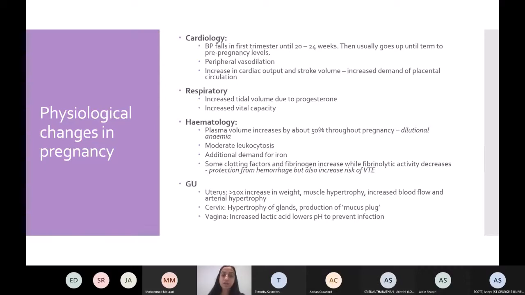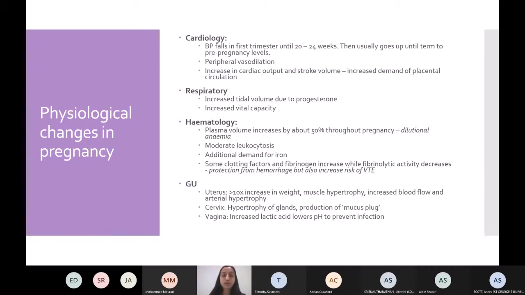Plasma volume increases by about 50%, and that can therefore cause a dilutional anemia. You can get a moderate leukocytosis. So the pregnancy levels for your FBC are slightly different to someone who's not pregnant, but it's just something to be aware of in practice. There's an additional demand for iron, and some clotting factors and fibrinogen increase, while fibrinolytic activity actually decreases. So that's the mechanism to protect mum from hemorrhage, but also then increases the risk of VTE.